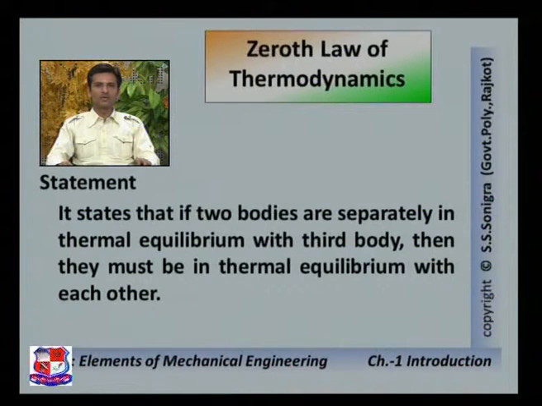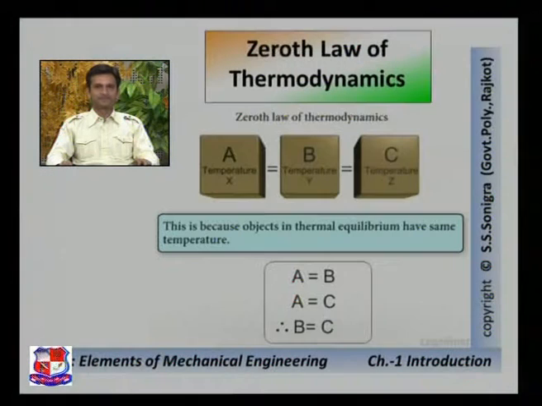Say if two bodies A and B are in thermal equilibrium with each other, and another two bodies A and C are in thermal equilibrium with each other, then all three bodies A, B and C are in thermal equilibrium with each other. This is the pictorial representation of the zeroth law of thermodynamics.